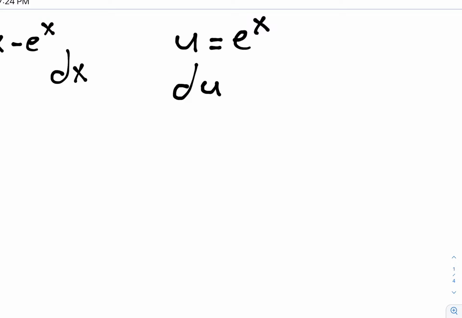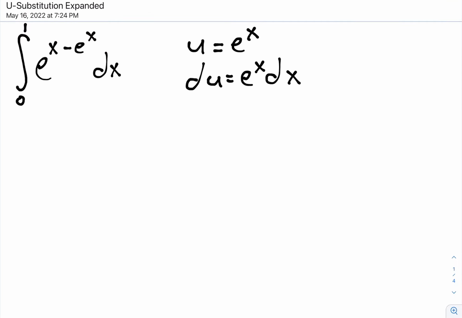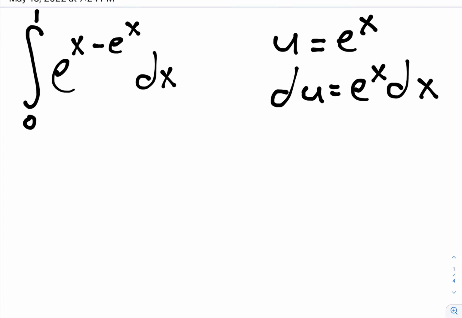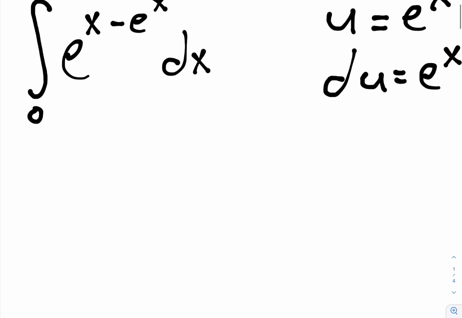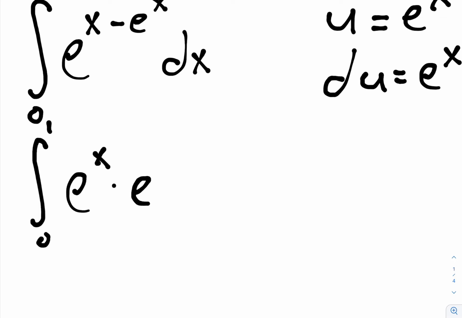And du, remember the derivative of e to the x is just e to the x. So it's e to the x dx. So what we have here, when we say the integral of e to the x minus e to the x, is really, using our power laws, the integral from 0 to 1 of e to the x times e to the negative e to the x dx.